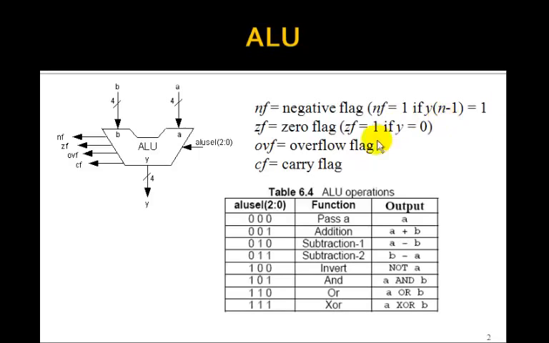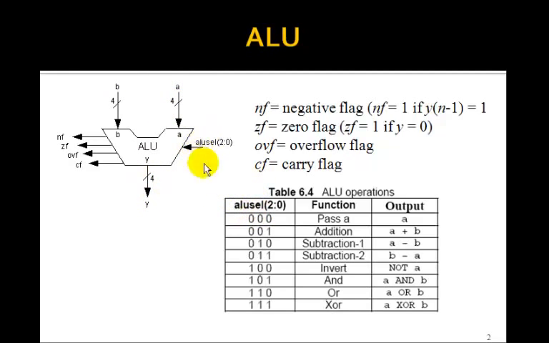Here are the functions of this ALU. In general, we'll have any number of functions. We've chosen 8 here. So we'll have ALU select, sort of like a multiplexer select, 2 down to 0. Depending upon what this ALU select is, we'll have a different function. There are 2 inputs A and B, each 4 bits in this example, and an output Y.